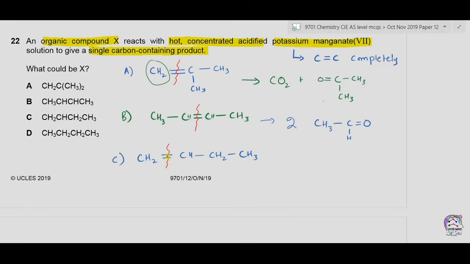Again, on oxidation this double bond is broken and two different products are formed. The first carbon will convert into carbon dioxide and the second will convert into an aldehyde.